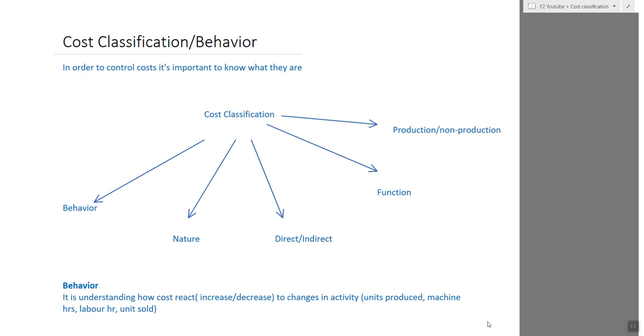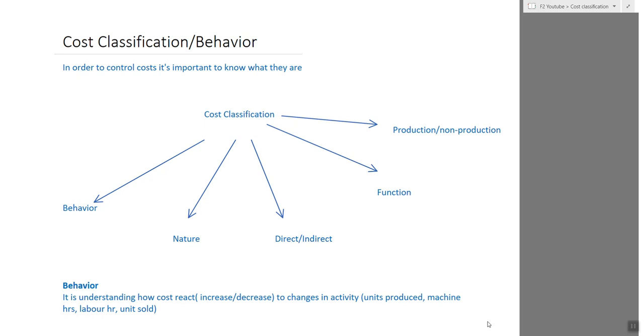Okay guys, today we are looking at cost classification and specifically cost behavior. There is a chapter on cost classification as well, so I would not recommend studying that chapter now. For now the important stuff is cost behavior. I will explain a little bit about the other classifications as well, but our specific focus here would be cost behavior.